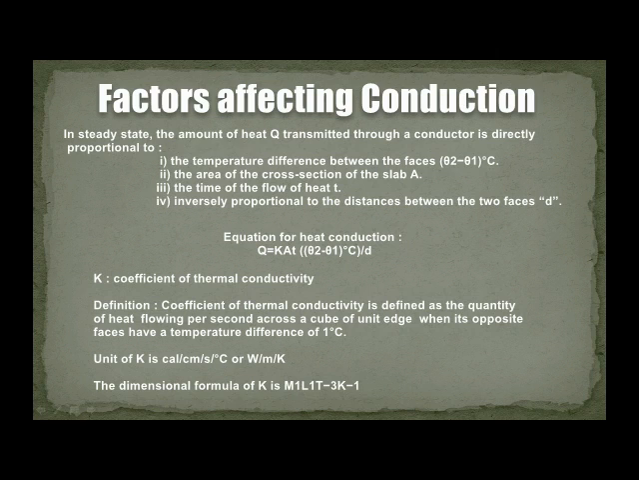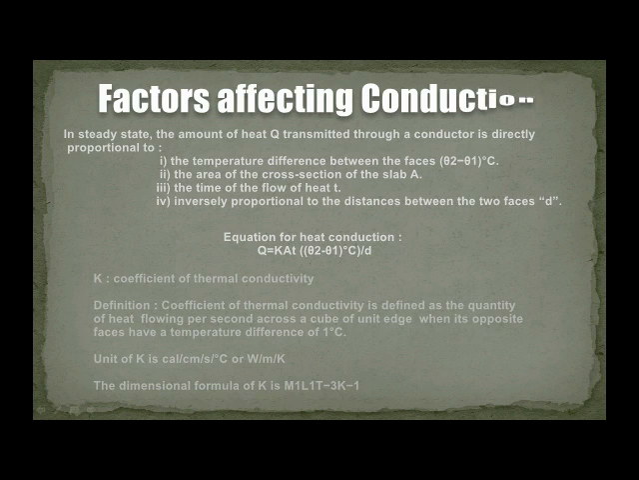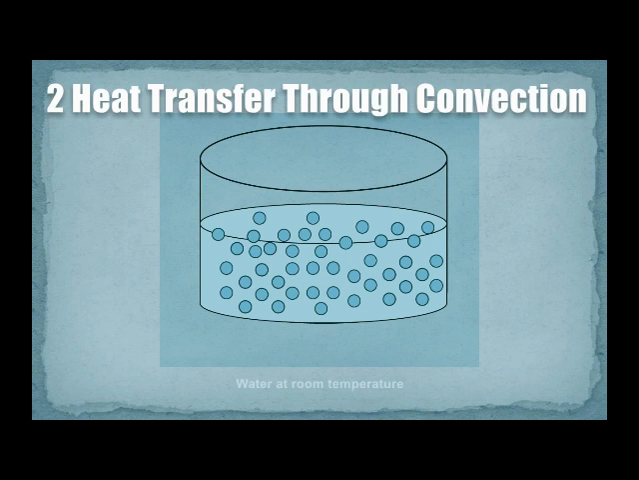The dimensional formula for thermal conductivity is M raised to 1, L raised to 1, T raised to minus 3 and K raised to minus 1. Friends, this will be important for your JEE preparations. So that was all about conduction. Now seeing the next process, that is convection. What is convection? Let us assume a vessel in which water is placed at normal room temperature. Now let us heat this water from the bottom.